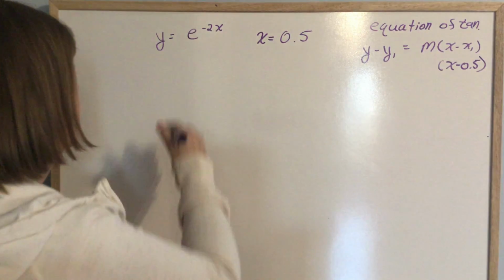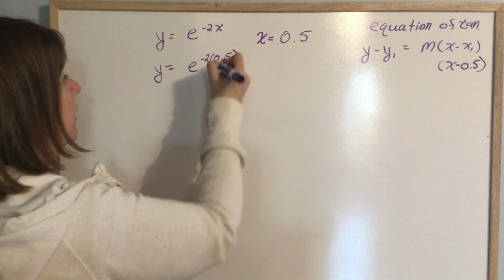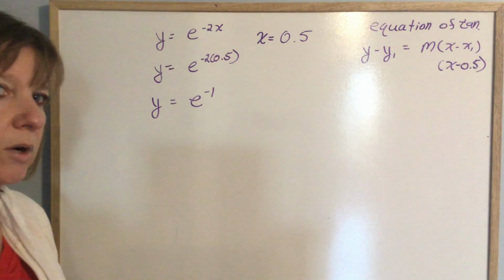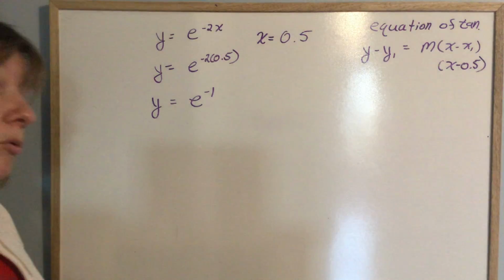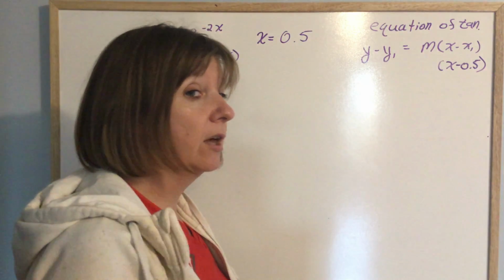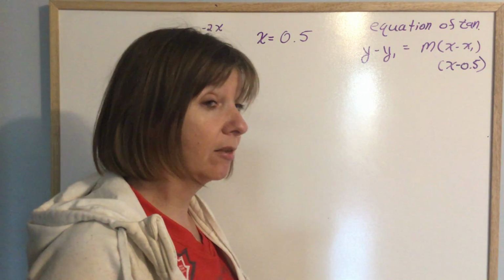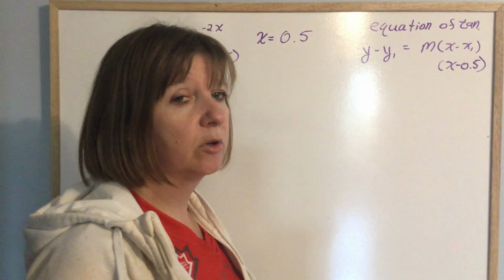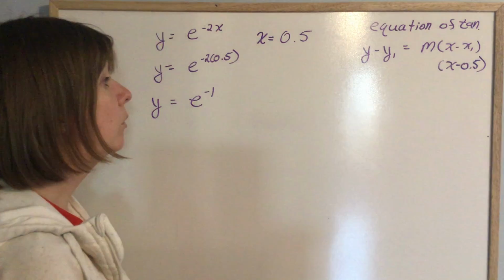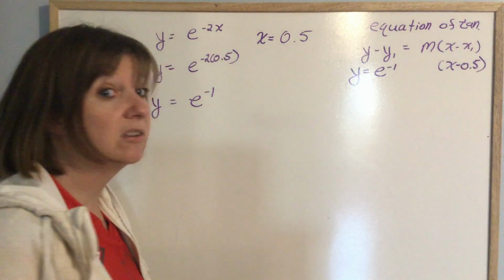So if I need a y1, I'm going to do y is equal to e to the negative 2 times 0.5. So y is equal to e to the negative 1. Now can I tell you that they do not bother to turn that into a decimal. You could put e to the negative 1 in your calculator and get a decimal, but it's going to be really, really long, which means if you do that, you're going to have to round it off and it's not going to be as accurate. So they actually just leave it, y is equal to e to the negative 1. It's just easier, okay?